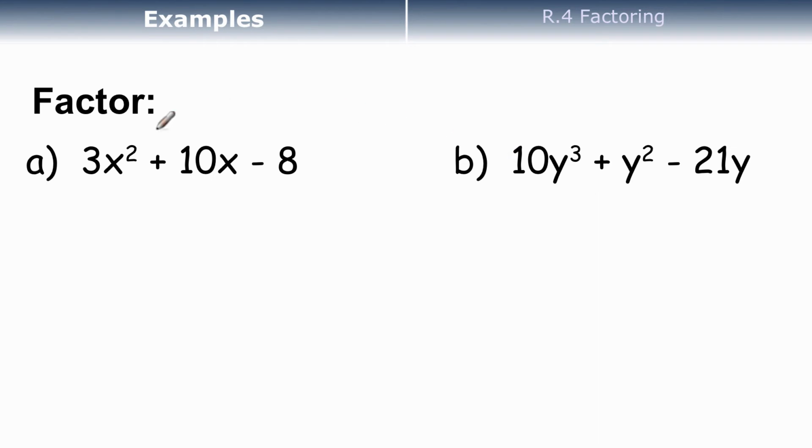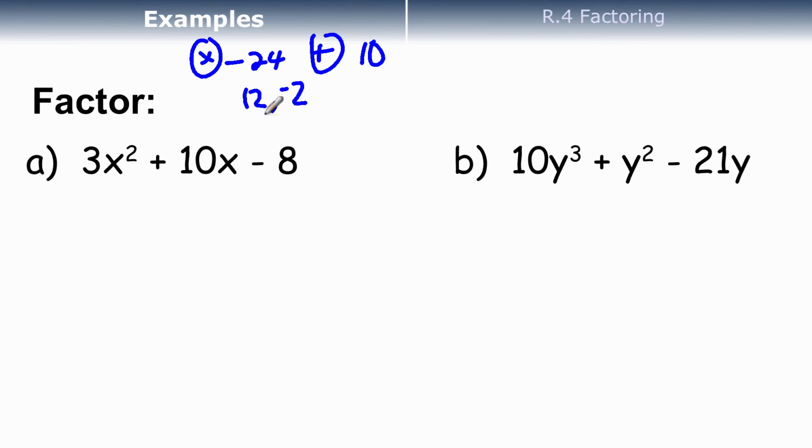Let's try one. So here I've got one. I can't factor anything out. So what I do is I go 3 times negative 8, so that's negative 24. So I want to find two numbers that multiply to negative 24 and add to a positive 10. Probably 12 and a negative 2. Those multiply to negative 24 and they add to a positive 10.